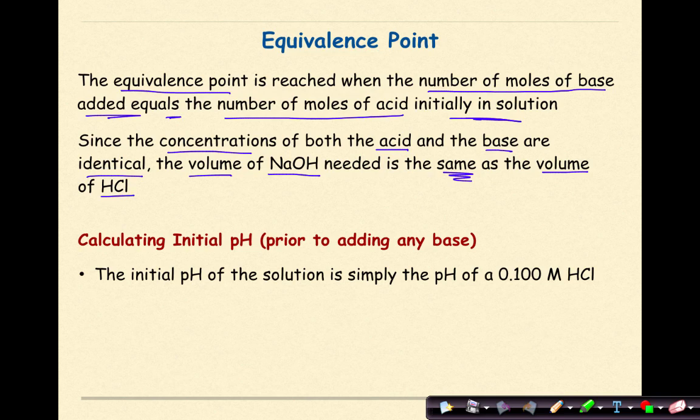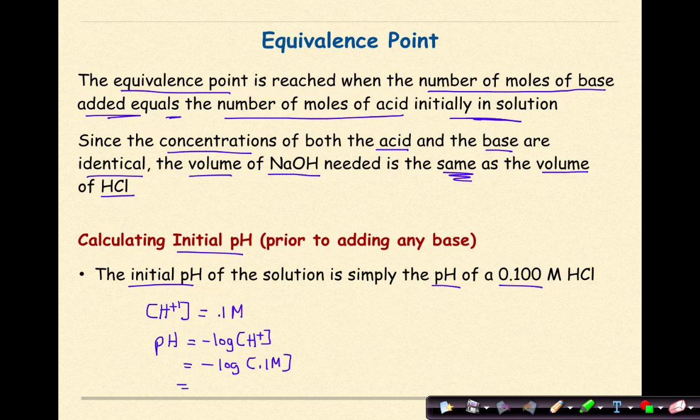So now what we're going to do is look at pH over a given amount of base added. We're going to start with calculating the initial pH prior to the addition of any base. The initial pH of the solution is simply the pH of 0.1 molar HCl. So our hydrogen ion concentration is equal to 0.1 molar. We can figure out pH by saying pH is equal to the negative log of our hydrogen ion concentration. Therefore, the negative log of 0.1 molar is equal to a pH of 1, which is what we stated at the beginning of this tutorial, that when we look at that strong acid, strong base graph, we're starting at a pH of 1.